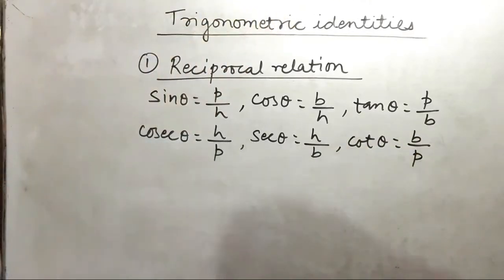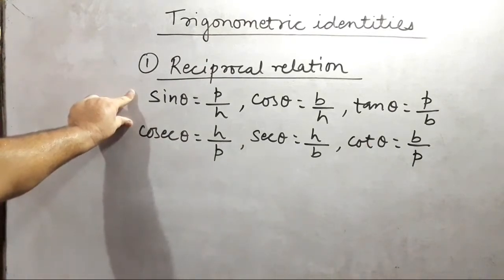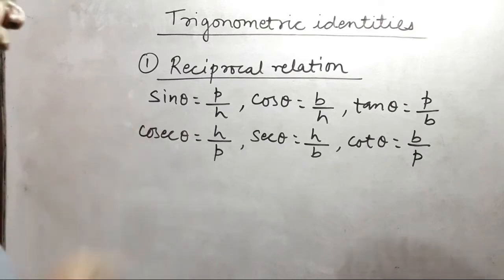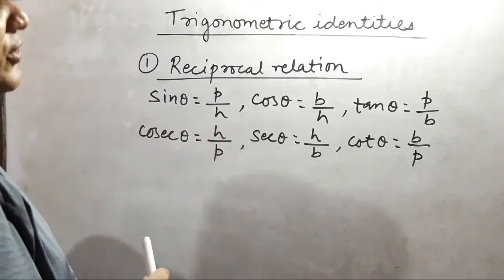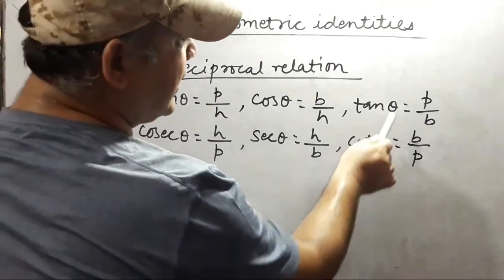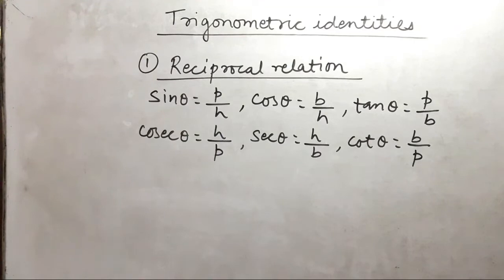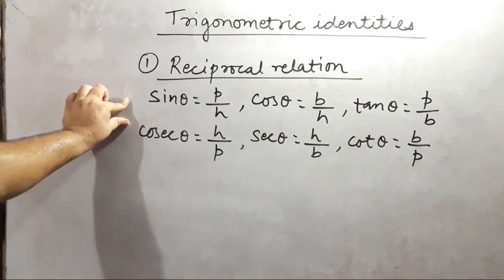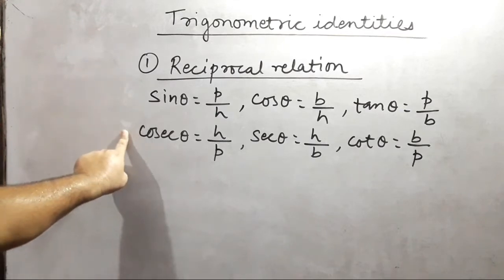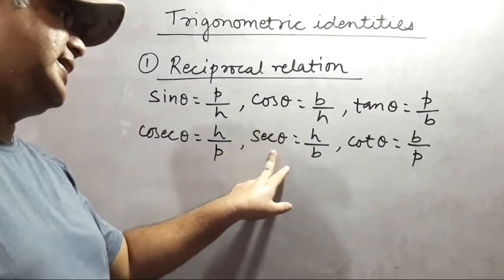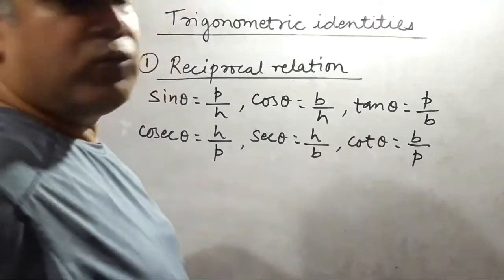If we watch here closely, we can see that sine theta and cosec theta are reciprocal of each other. Similarly, cos theta and sec theta are also reciprocal of each other. In the same way, tan theta and cot theta are also reciprocal of each other. What happens if we multiply these reciprocals? If sine theta and cosec theta are multiplied, what will happen? What if cos theta and sec theta are multiplied? Similarly, if tan theta and cot theta are multiplied, what shall we get?